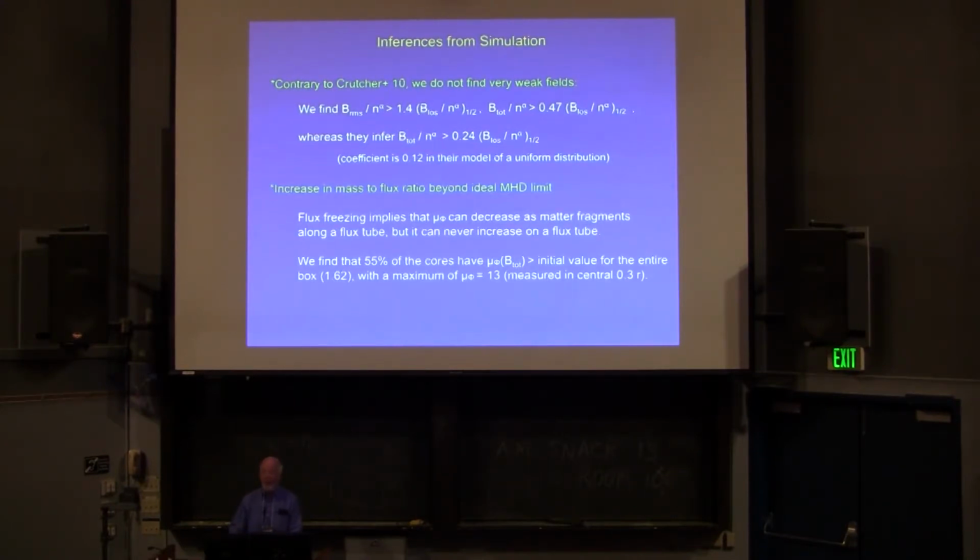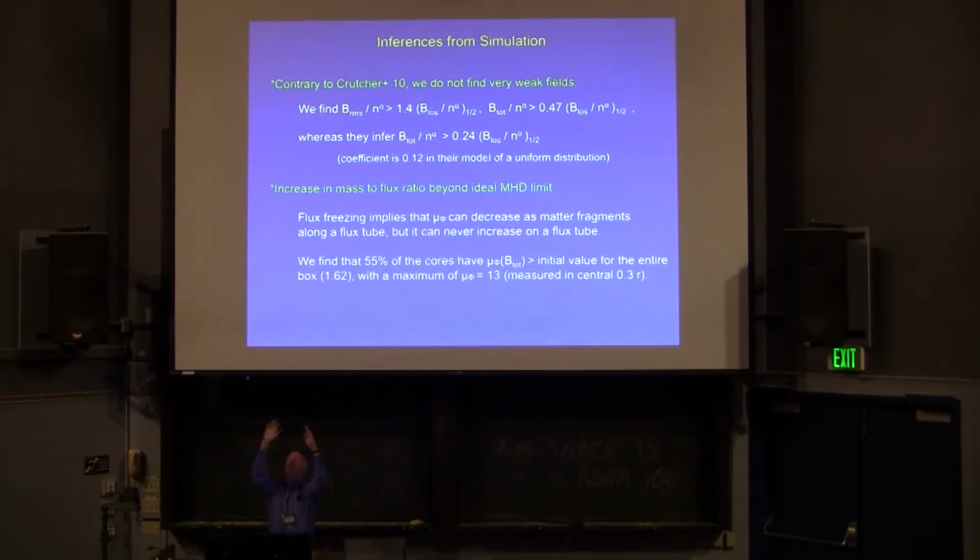Okay, now another fact: what we found is an increase in the mass to flux ratio beyond the ideal MHD limit. Flux freezing implies that mu phi can decrease as matter fragments along a flux tube. So let me go back to the picture we have, where here's our turbulent box. We've got a magnetic field going in the z direction vertically here. And we calculated the mass to flux ratio. Initially, we took all the mass along the flux tube, along the whole 4.5 parsec tube, and said that's the mass in the flux, and we set that to 1.62.